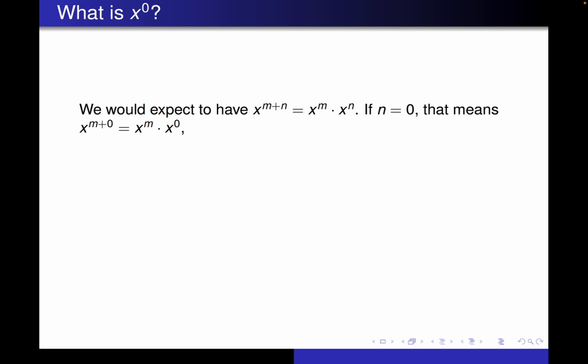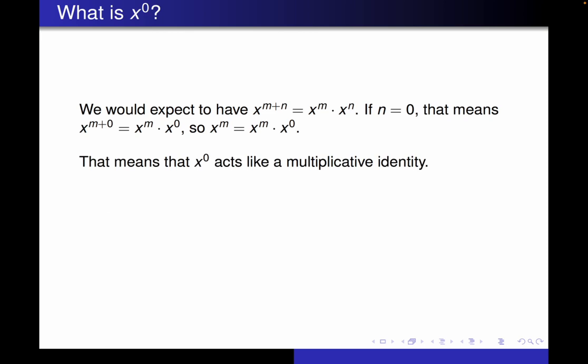M plus 0 is, of course, equal to m, and so that gives us x to the m equals x to the m times x to the 0. So what does that tell us about what is reasonable to define x to the 0 to be? Well, it looks like x to the 0 acts like a multiplicative identity. At least it does act as a multiplicative identity on powers of x.